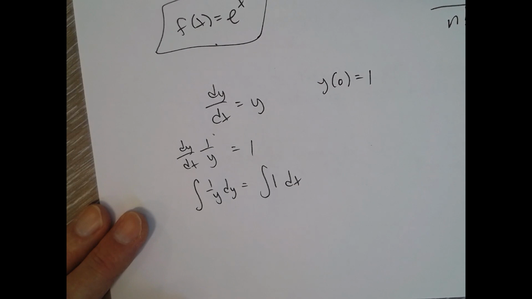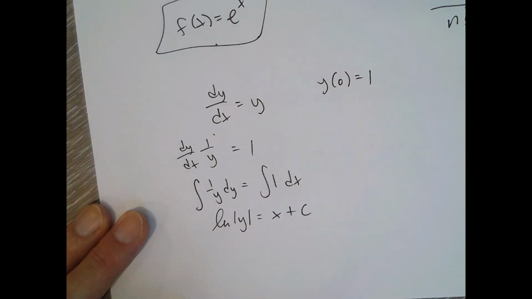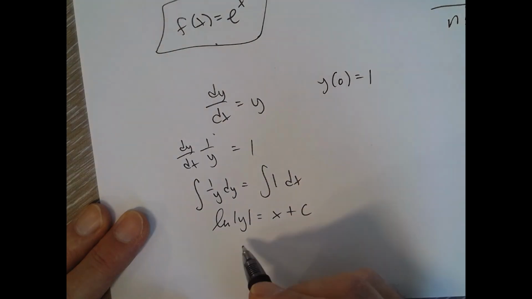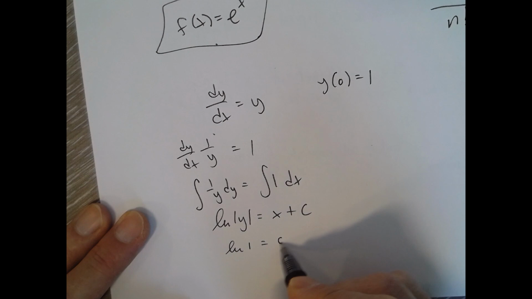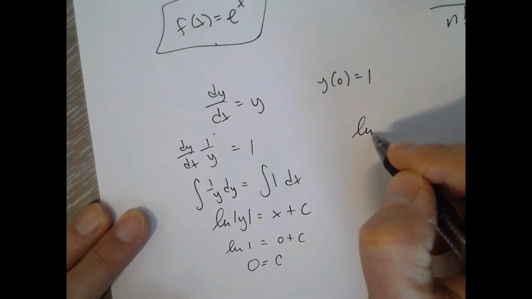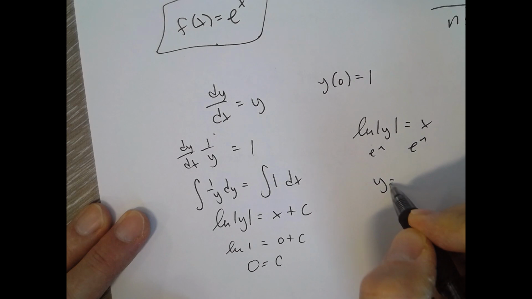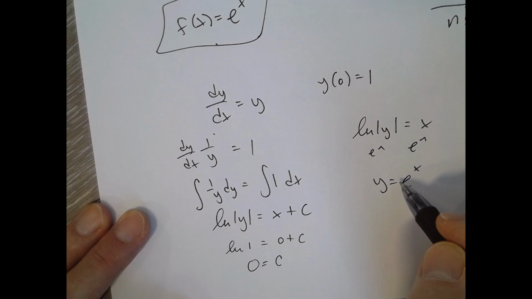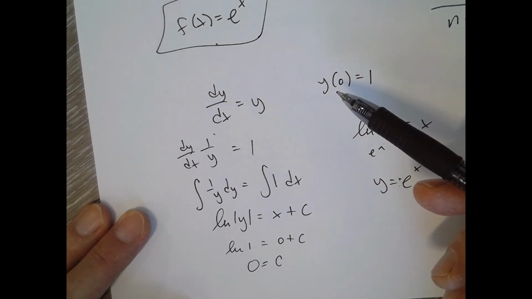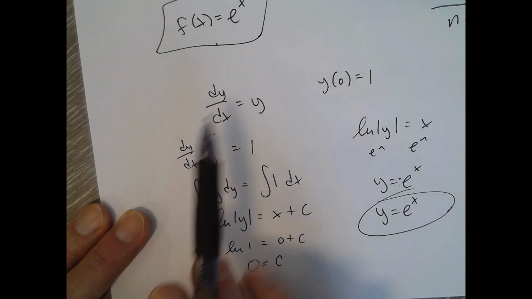Why is it getting blurry? So natural log absolute value y equals x plus c. We can plug 0 in for x, 1 in for y. Natural log of 1 equals 0 plus c, that's 0, so c is 0. Absolute value y equals x. We can do e to the power of each side. So y equals e to the x. But the only one that works for our initial value is the positive. The negative would not work. So y equals e to the x. We got our function, given that the derivative and the original function are the same thing.